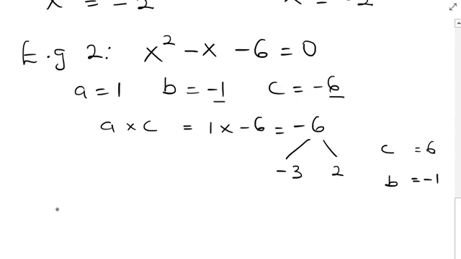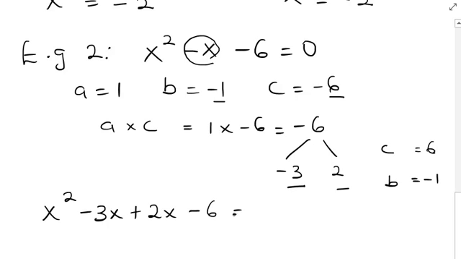I now have to replace this minus x by these two numbers that I got. So that will be x squared minus 3x. I just need to introduce the x to each of them. That's what it means. Plus 2x minus 6 equals 0.